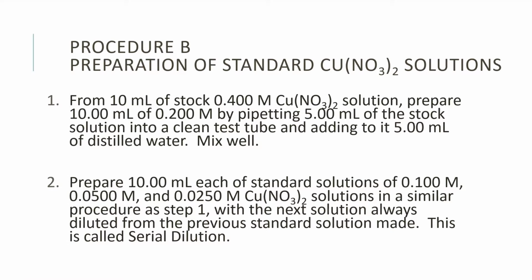Then prepare 3 other 10 milliliter solutions with the molarities of 0.1 molar, 0.05 molar, and 0.025 molar of copper nitrate solutions in a similar procedure as step 1, using the previous solutions to create the next diluted solutions, and this is called serial dilutions.